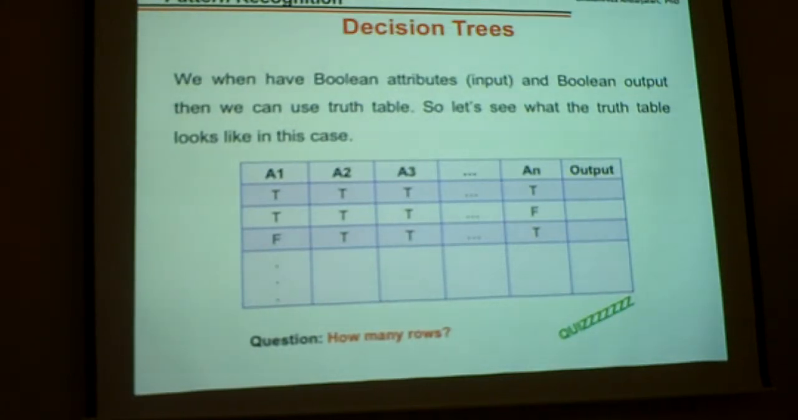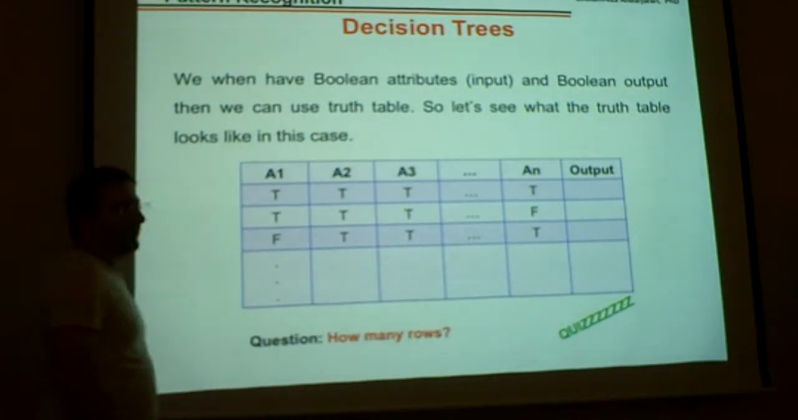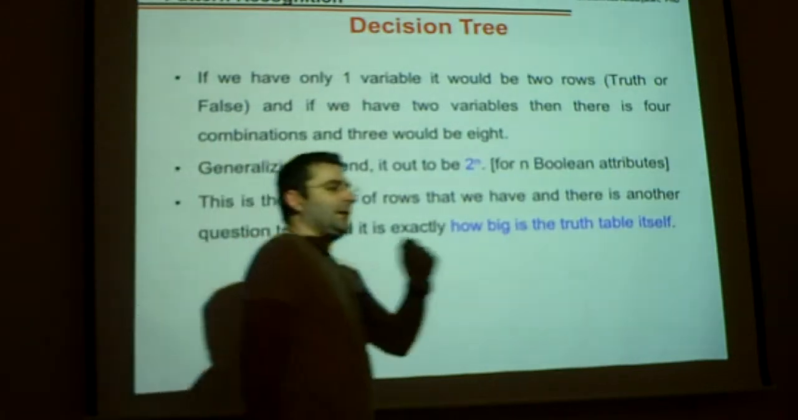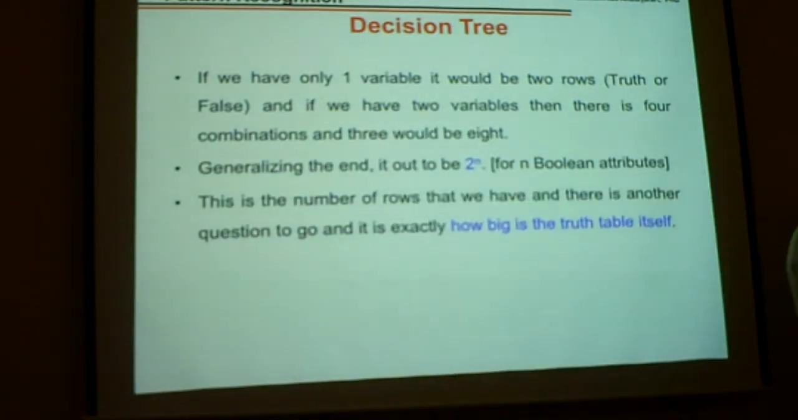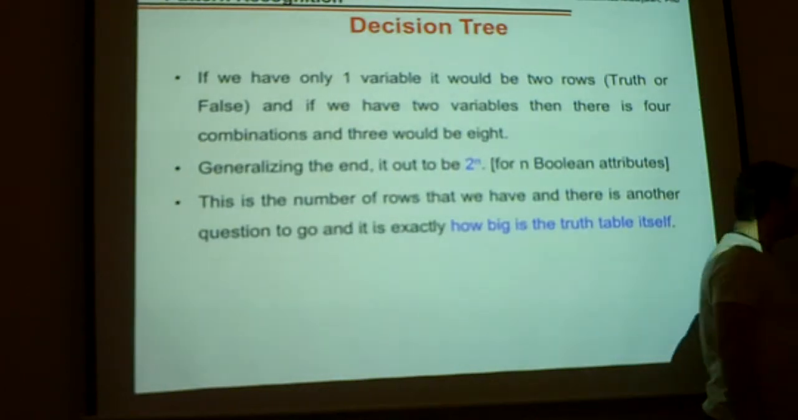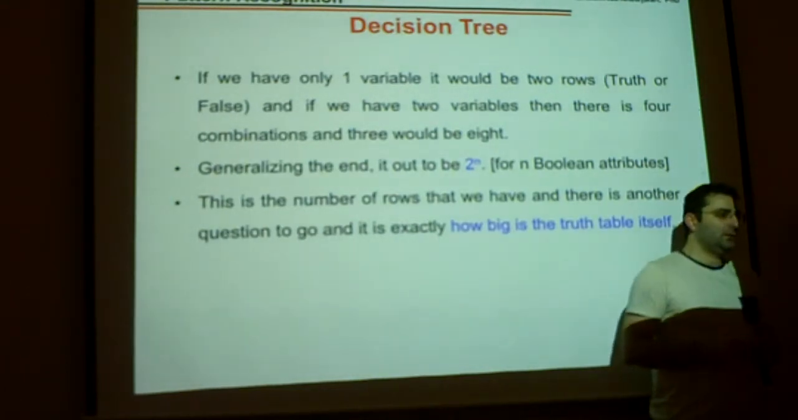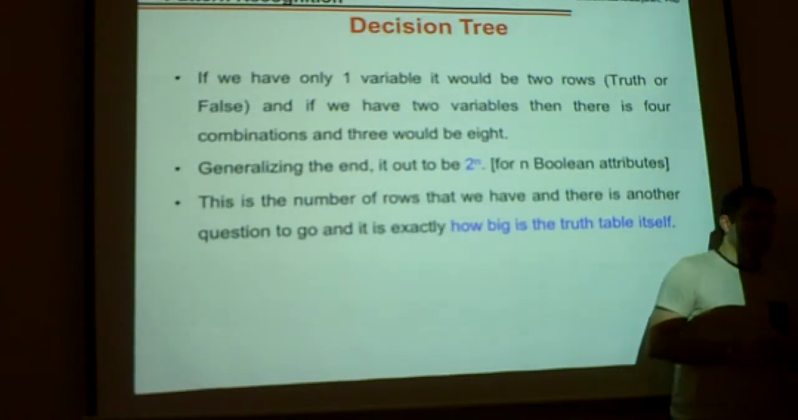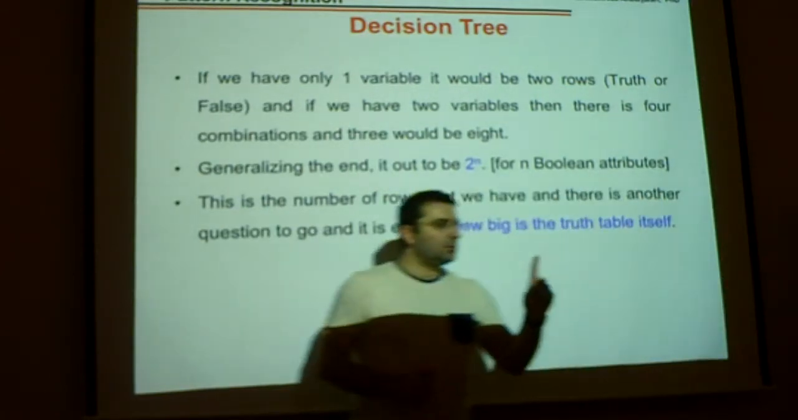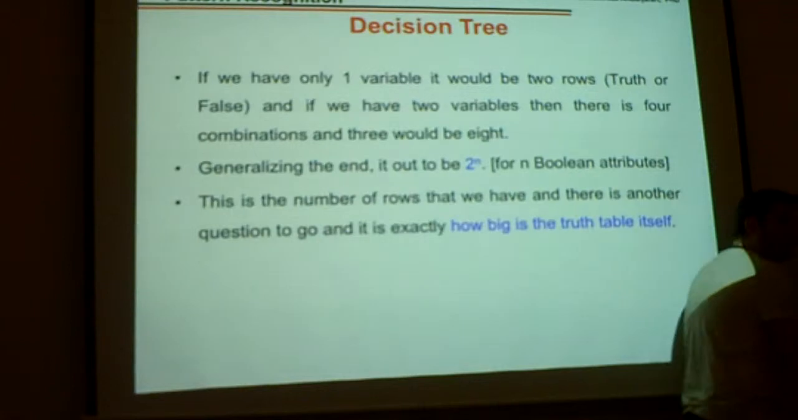Do you want me to answer? Yes, I want you to answer. 2 to the power n. 2 to the power n, not n. If I have only one input, how many rows do I need to have in my truth table? I thought it's just for like one of them is false and the other is true. So we are just comparing.